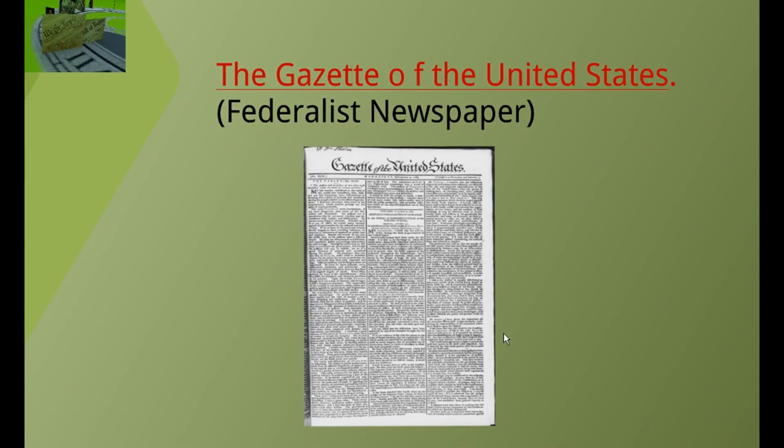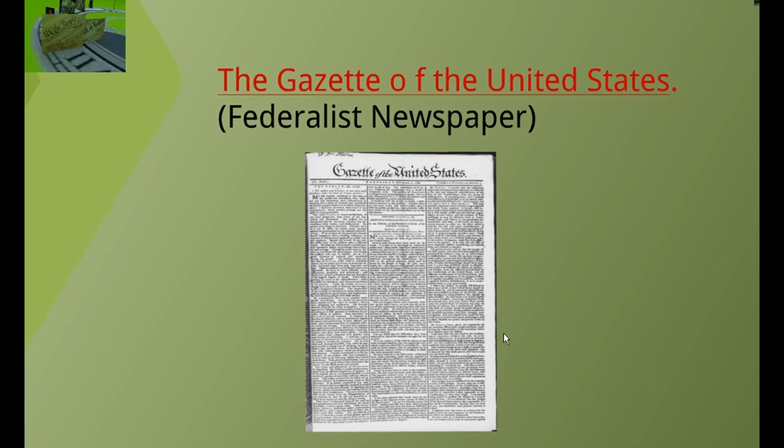We have also, in intellectual and cultural developments, the beginning of the publication of the Gazette of the United States, a newspaper that is biased in favor of the Federalists and the Federalist agenda. We don't have a notion of Federalist Party yet. We have the Federalist faction, but we have a newspaper that is published among other things to promote the interest of the Federalists, the agenda, the ideology, the interpretations of the Federalists.